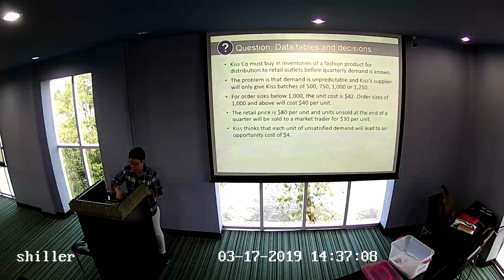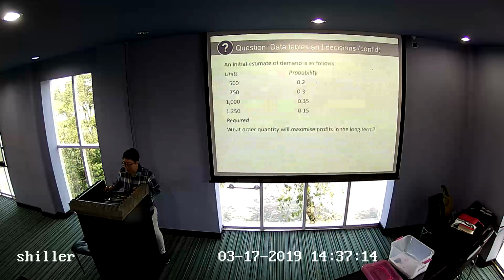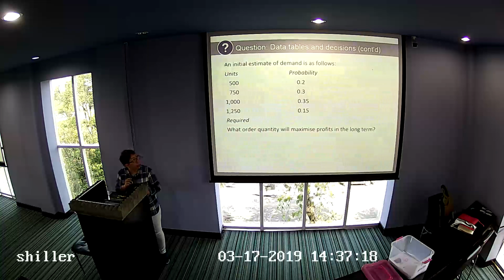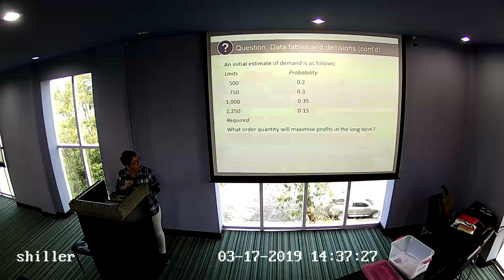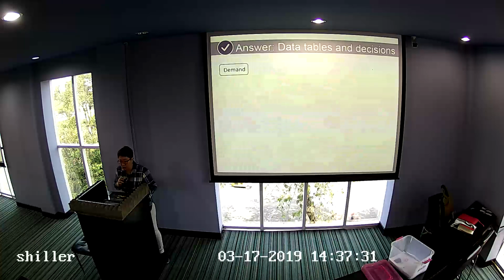Okay, so what do we have to prepare? We have to prepare a payoff table. These are the probabilities of each demand: 500, 750, etc. Now, what quantity will maximize profit in the long term?